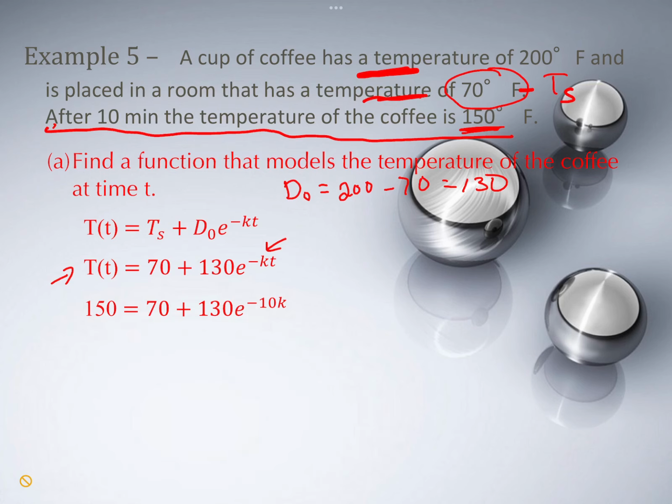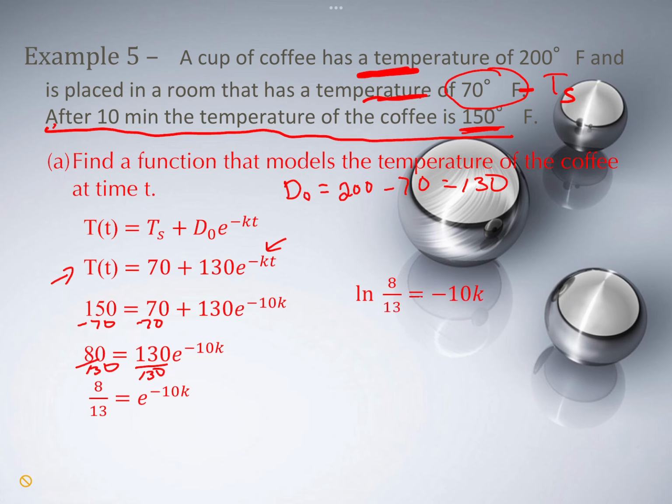Now we'll use all of our rules for solving this equation that we have learned. The first thing we need to do is subtract the 70 from both sides. So subtract the 70, I get 80 equals 130 e to the negative 10k. Divide by 130, and then you can also simplify that. So I have 8 over 13 equals e to the negative 10k. Rewrite it in log form. Since it's an e, we'll use natural log. So natural log of 8 over 13 equals negative 10k. We would then need to divide that by negative 10. All of this, it's a calculator at that point, and you get your k.